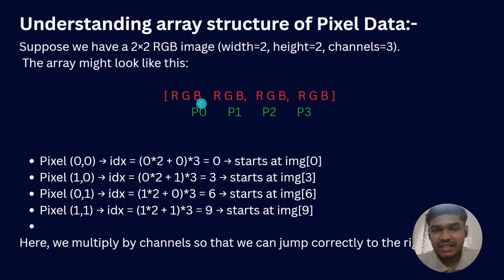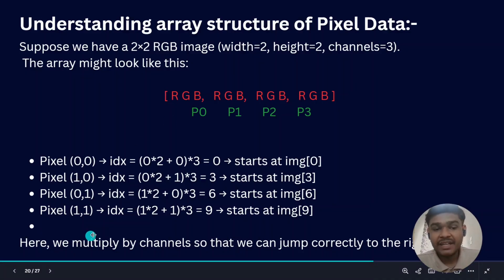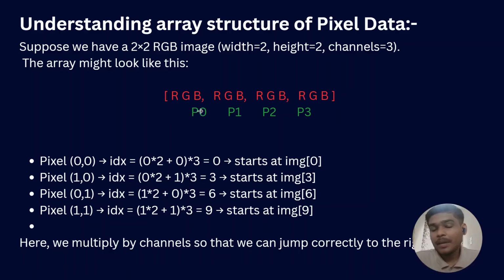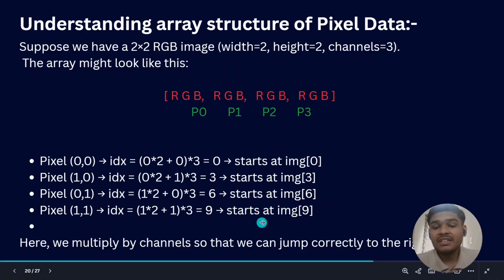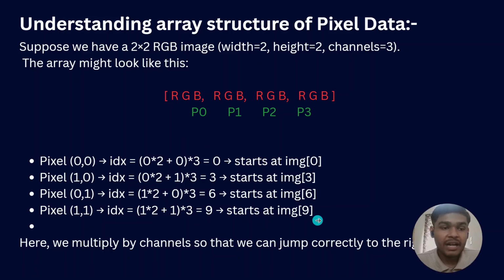Each pixel will have three components of red, green, and blue. So each pixel will take three spaces in the array, one each for red, green, and blue. While calculating the actual address of a pixel, we will be making jumps of three. See here, I have mentioned that we multiply by channels, which is three in this example. But if it has four channels, or one or two channels, we will multiply with the channels so that we can jump correctly to the right pixel.